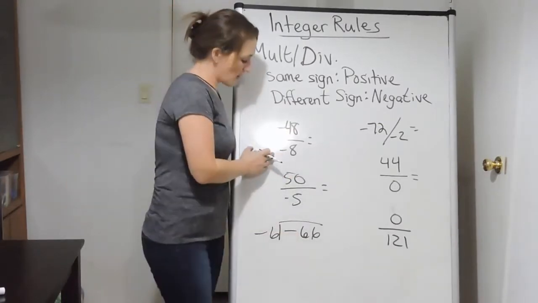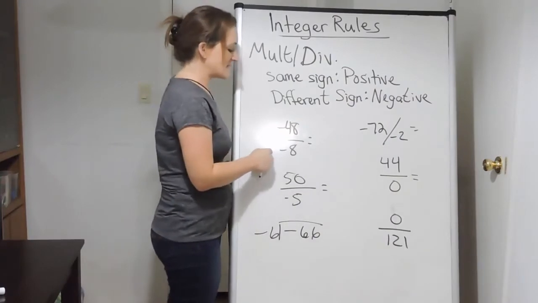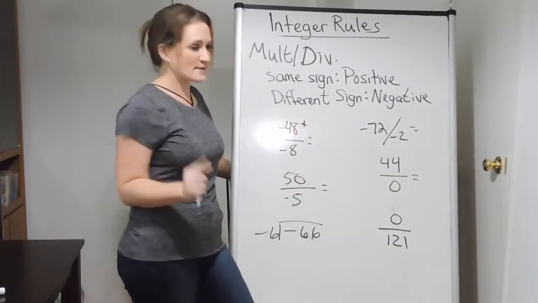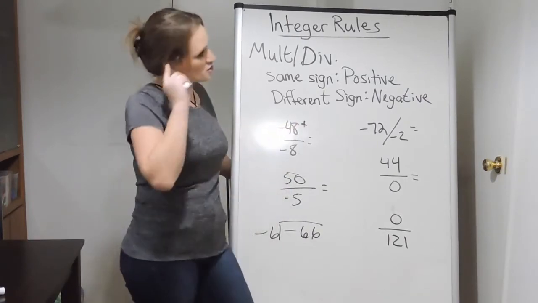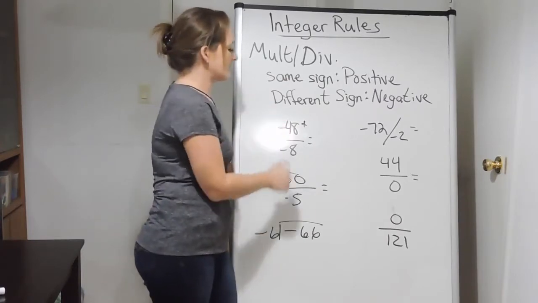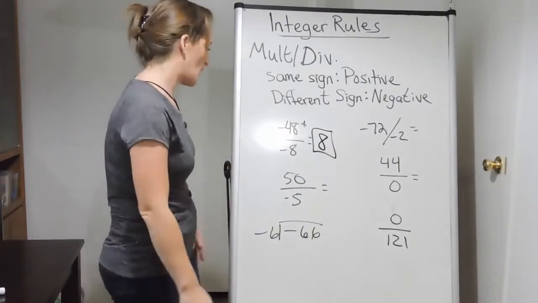So taking a look at our first example, 48 divided by 8, so I have the same sign. I know this is going to be positive. You don't need to write the plus, but sometimes I recommend to go ahead and put a little plus there at the end just so you do know you're looking at a positive answer. Otherwise, 48 divided by 8 is 8, right? So a positive 8 there.